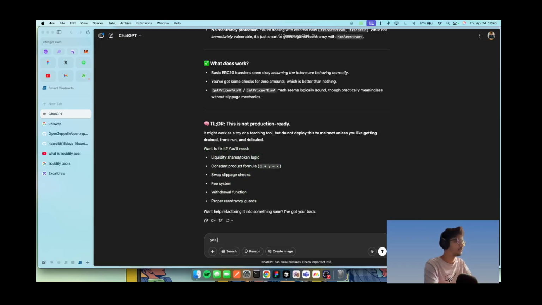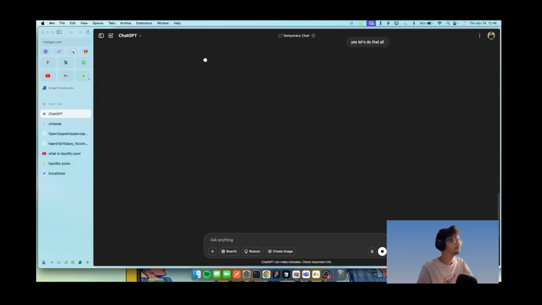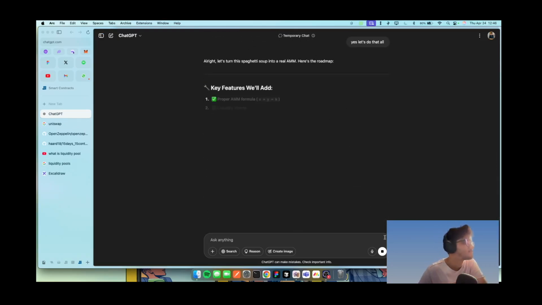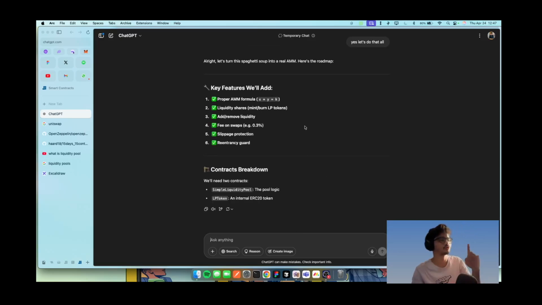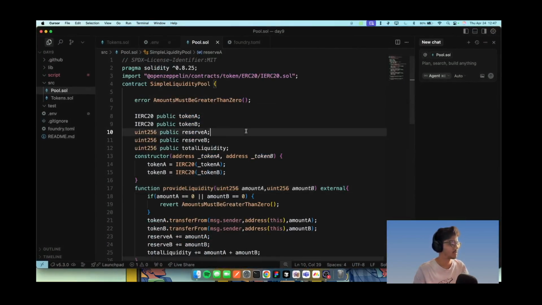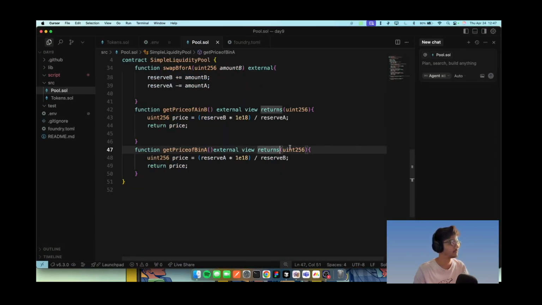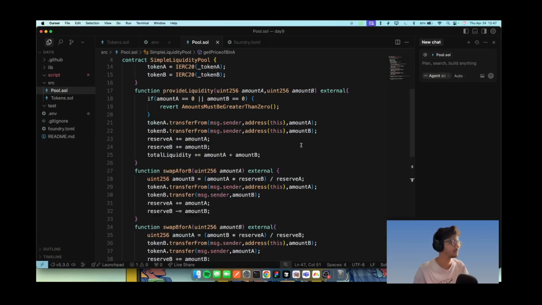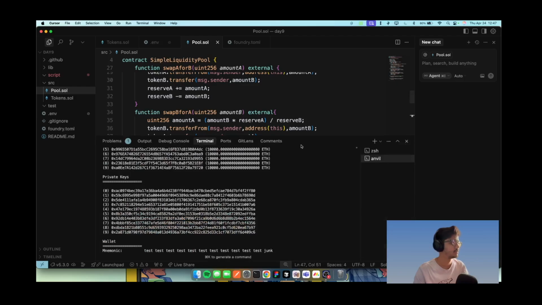Yes, let's do that. No, this is doing something complex, which is LP tokens, adding remote liquidity, fee on swaps, slippage protection. We are just doing this as a normal pool here. So I think this works well enough. Okay, this gives everything that we need here.